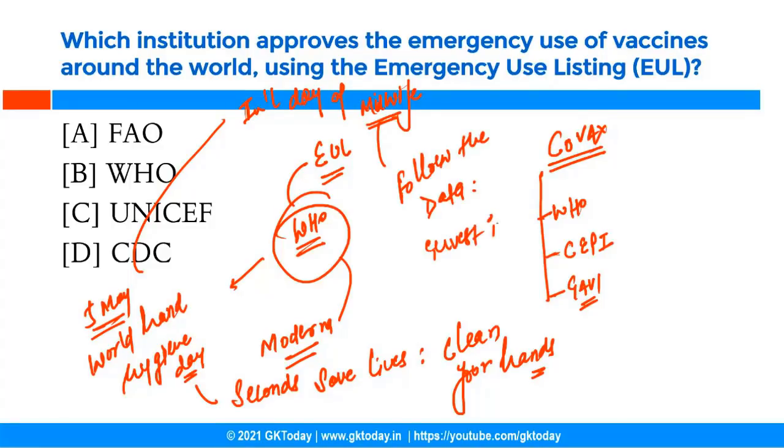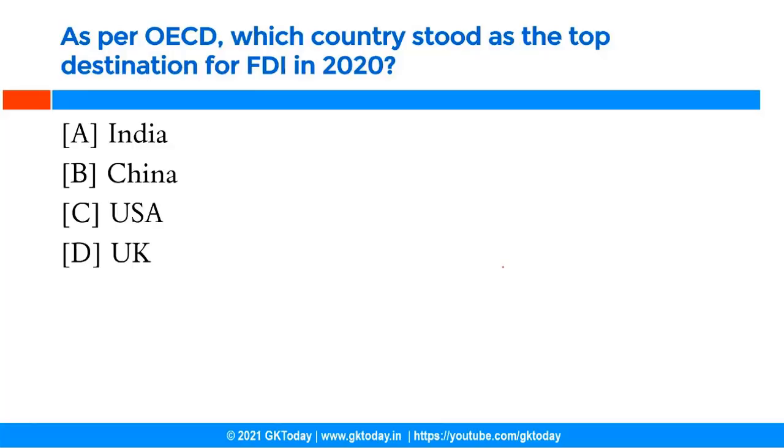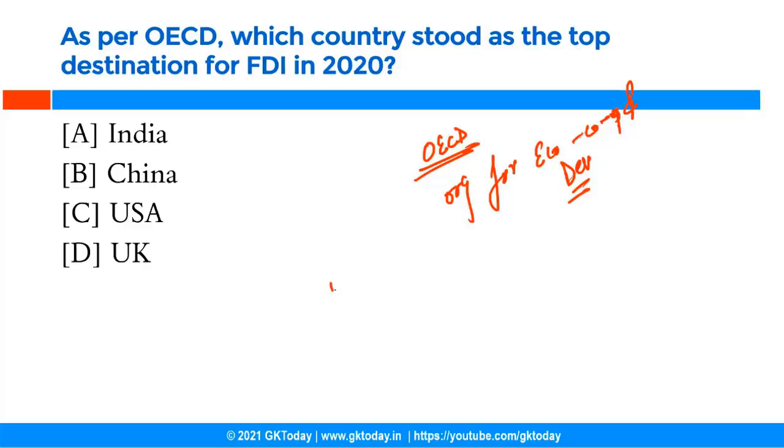Invest in midwives. Next question is, as per OECD, which country stood as the top destination for foreign direct investment in 2020? So first thing first, what is OECD? It is Organization for Economic Cooperation and Development. So recently, OECD reported that FDI has dropped by 38% as compared to previous years. So there is a downfall in FDI, obviously because of coronavirus.